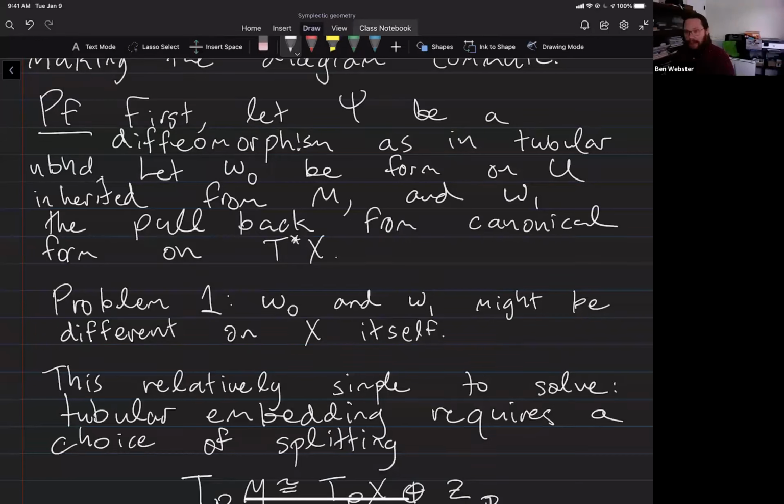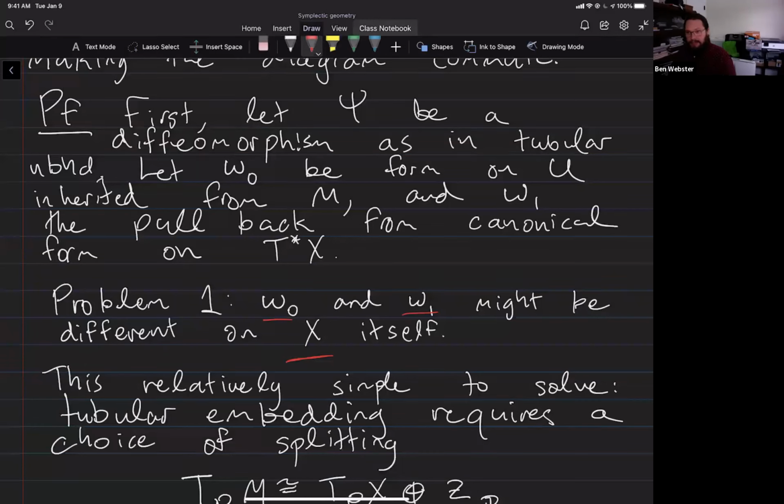I can pull that back and get an omega 1. And I have my original omega 0, the inherited form from it. And I want those to agree. And I want to use this relative Moser theorem to make them agree. But I have this problem, which is I might not have the hypothesis that I need for the relative Moser theorem. I might have that even on my manifold X, omega 0 and omega 1 are not the same.